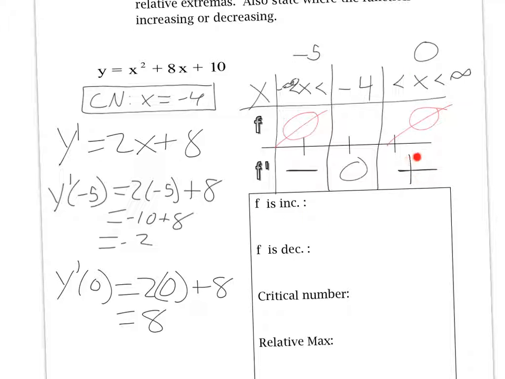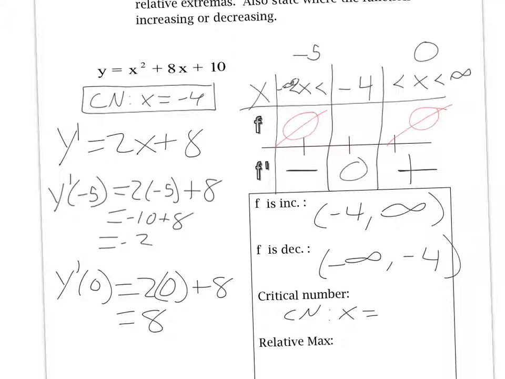So when is f increasing? Well, we know when f is increasing, it's when the derivative is positive. And so we're just going to say the interval from negative 4 to positive infinity. When is it decreasing? Well, it's decreasing from negative infinity to negative 4. Our critical number, we know what that is. That is when x equals negative 4.